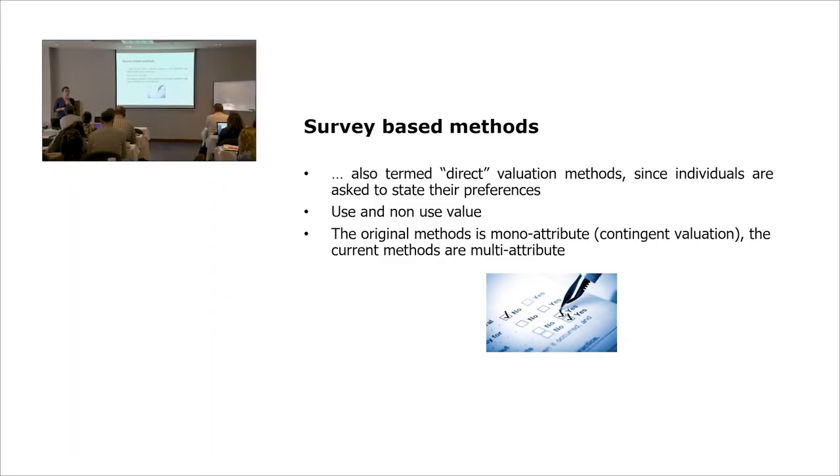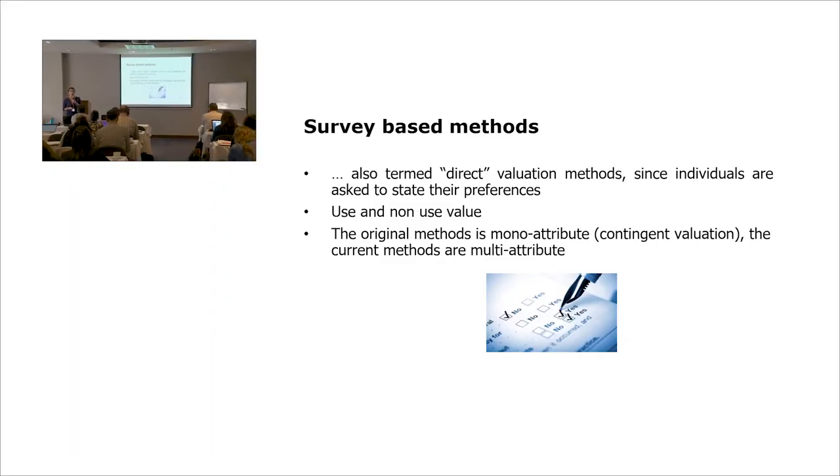It's a survey method, we said already. So we need a survey, and the survey provides a direct method of talking with people. Why direct? Because in revealed preference, we use the market to understand their preferences. In this case, we just ask, and they say what their value is.